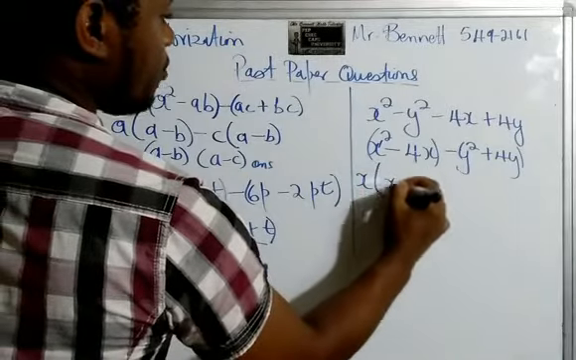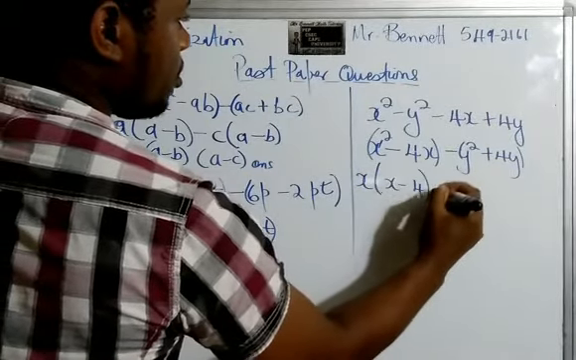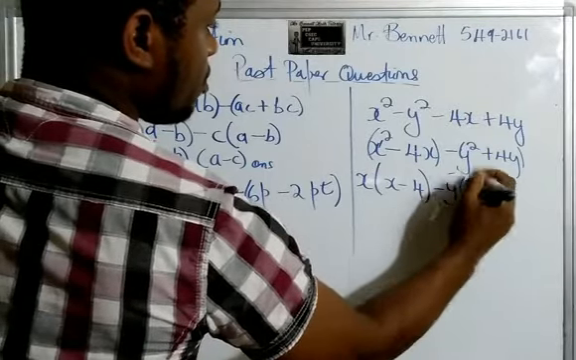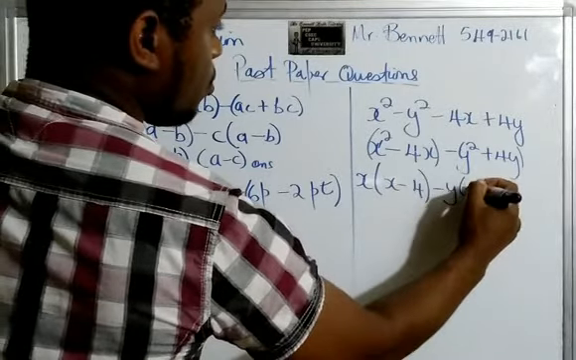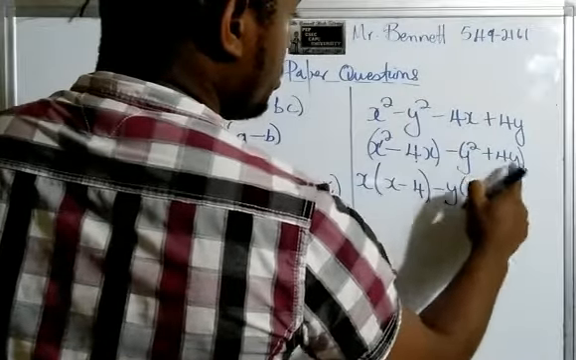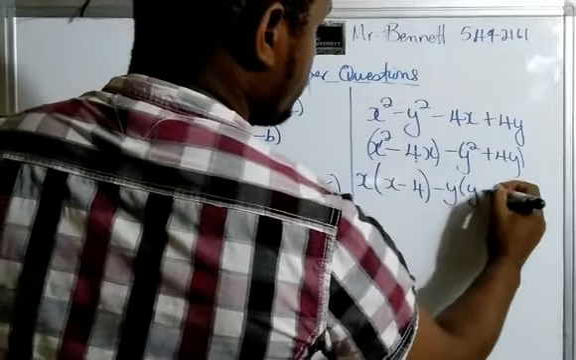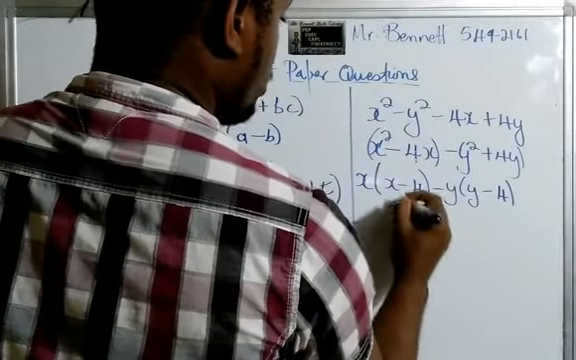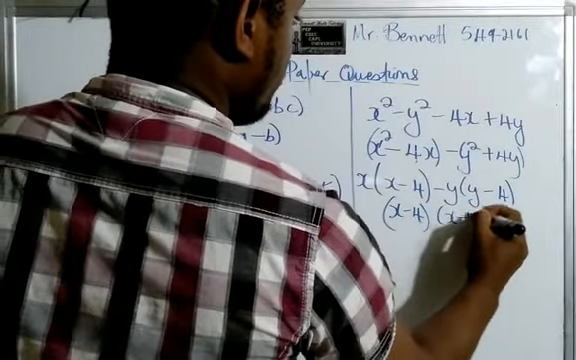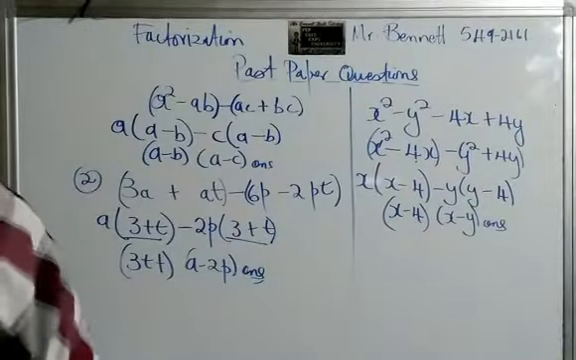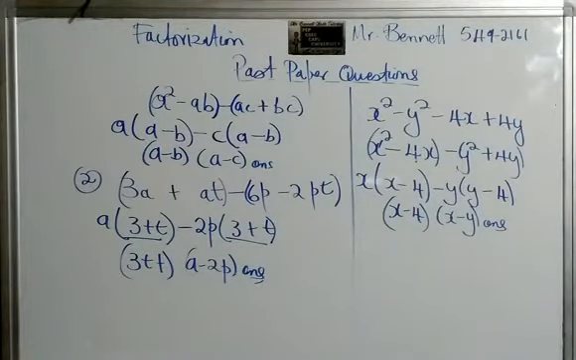So obviously x is common. x squared divided by x leaves x, minus 4. Then minus y is common, y into that leaves y, and y into that leaves 4. So it would be x minus 4 and what's outside is x minus y. And that is your answer. Guys, remember this is factorization by grouping.